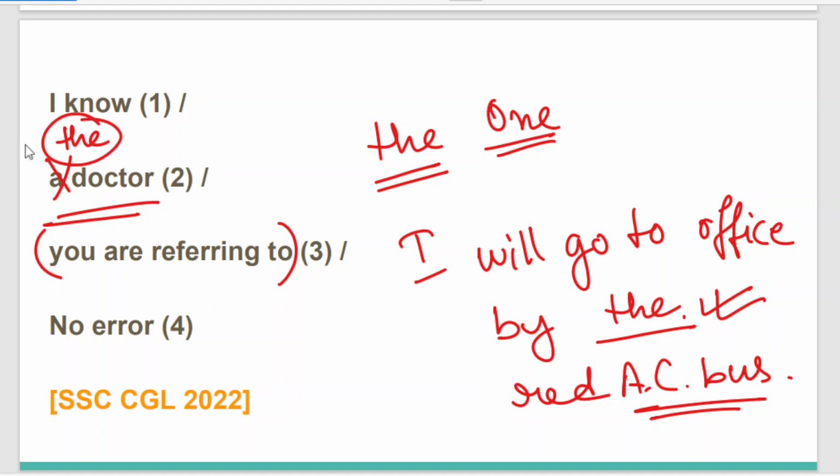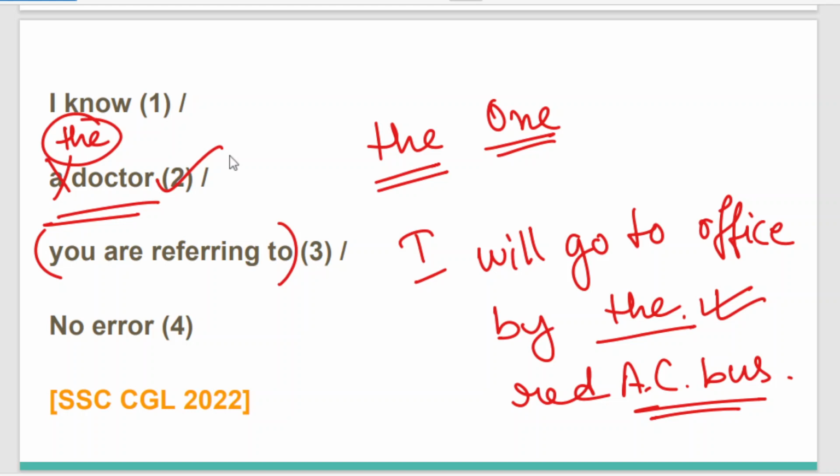Hence the correct sentence is, I know the doctor you are referring to, and the error is lying in part number 2. Now moving to the next question, let me just give you a clear idea about what kind of questions you may face in CGL.